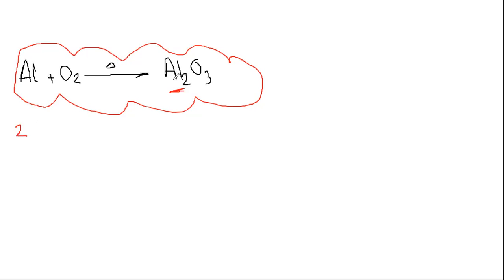And this is O2, okay? But if the product was O3, how can we make O2 equal to O3? How?